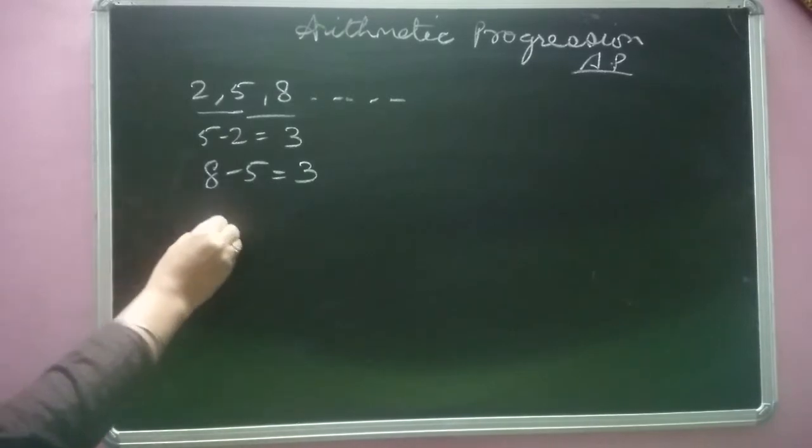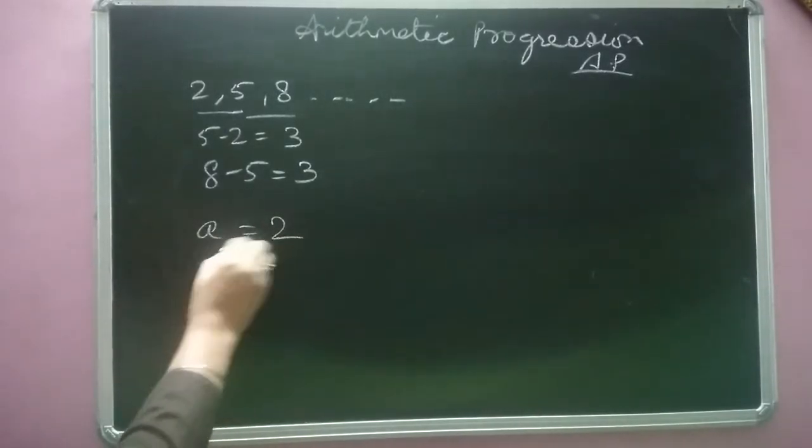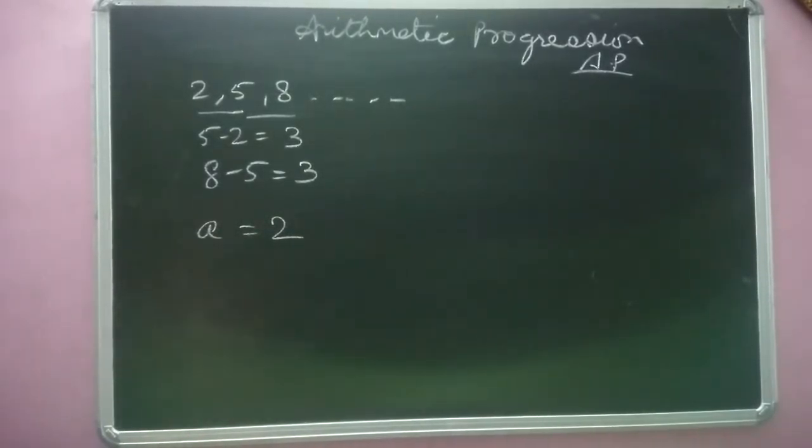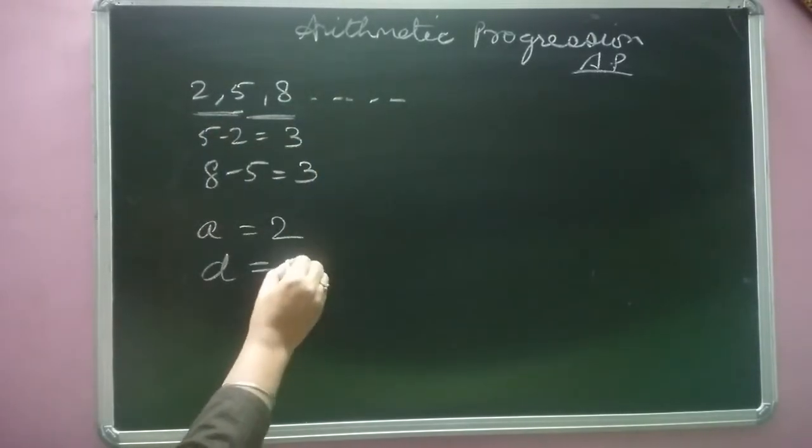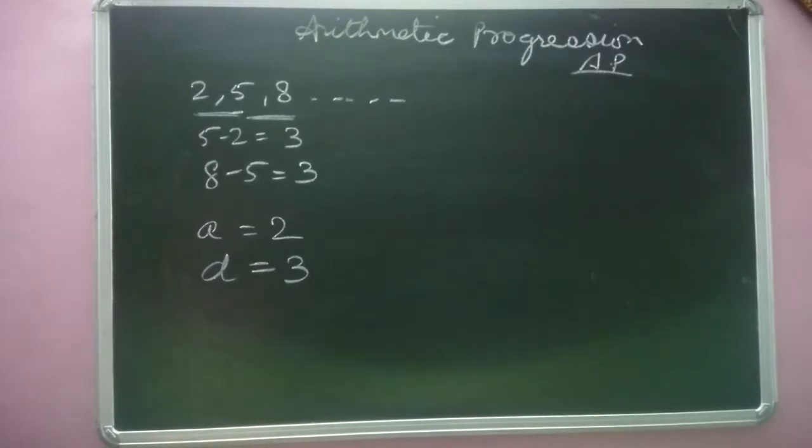The first term, that is 2, is taken as A, and the difference between any two consecutive terms is taken as the common difference D. The difference always remains the same in a particular AP.